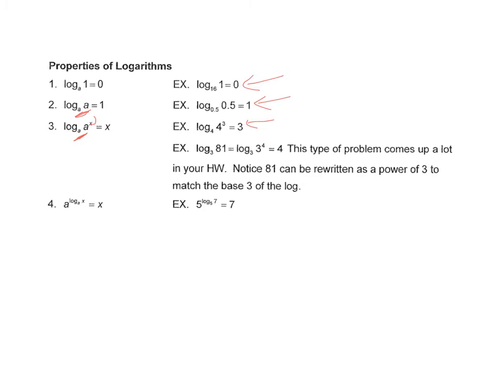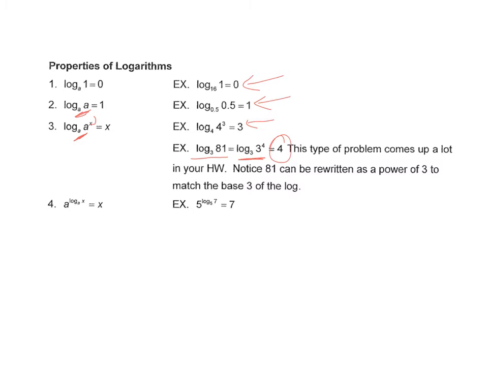Now, homework problems often use this property in kind of a more tricky way. Suppose we have log base 3 of 81. Well, 3 and 81 are not the same, but oftentimes you'll be given problems where the big number is the little base to some power. And if you think about it a little bit, you'll realize that 81 is 3 to the 4th power. Now you can rewrite it so that you've got the 3's the same and the answer is just the exponent, which is the 4.